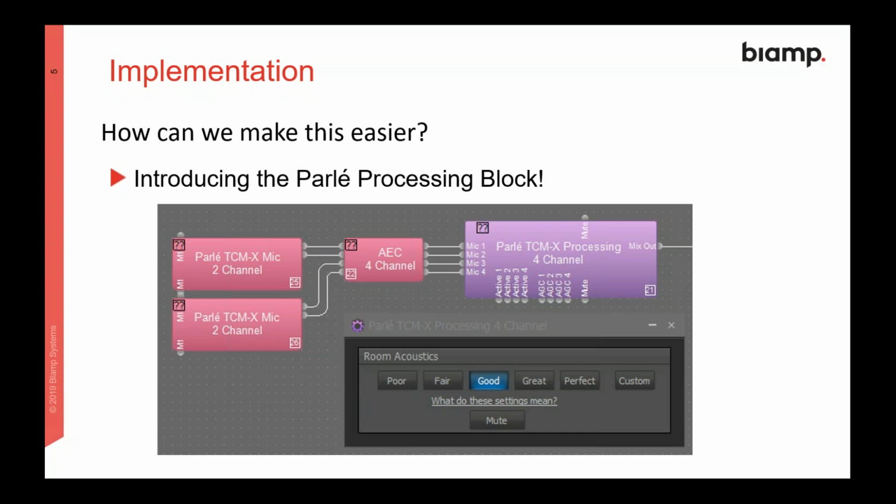You have some room acoustic settings, and you can pick between poor, fair, good, great, perfect. And we'll talk a little bit more about exactly what those mean here in just a minute. But in a lot of applications, you can just drop that in and pick the room acoustic settings that are applicable to your room, and it'll take care of the EQ, it'll take care of compression that we have in there, any gain that we need for that microphone, and it'll do most of the work for you, and that may actually get you exactly where you need to be in many situations.